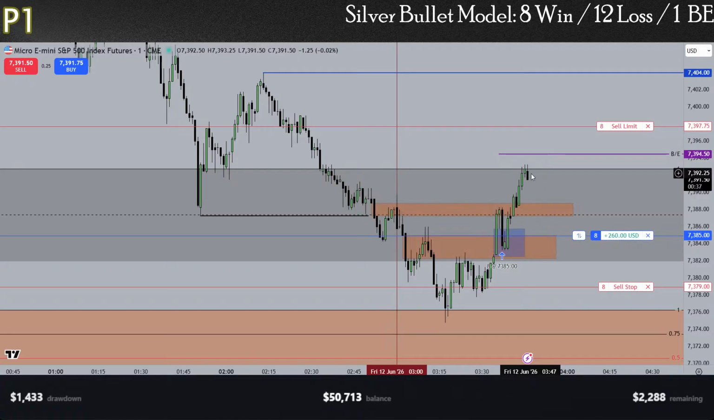Turning around here would be a little bit concerning, but there is a small little inefficiency in here that it trades into. That's fine. If you can reject, that's all good. Very close to the break-even price too.